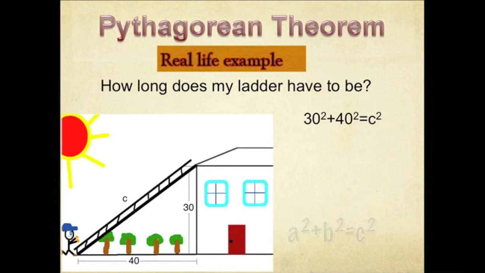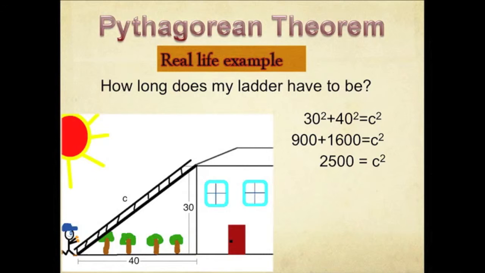30 squared is 900, 40 squared is 1600, equals c squared. 900 plus 1600 is 2500, equals c squared. To get rid of the square on the c, we find the square root of both sides. We cancel out the square, and the square root of 2500 is 50. Our ladder has to be 50 feet in length.